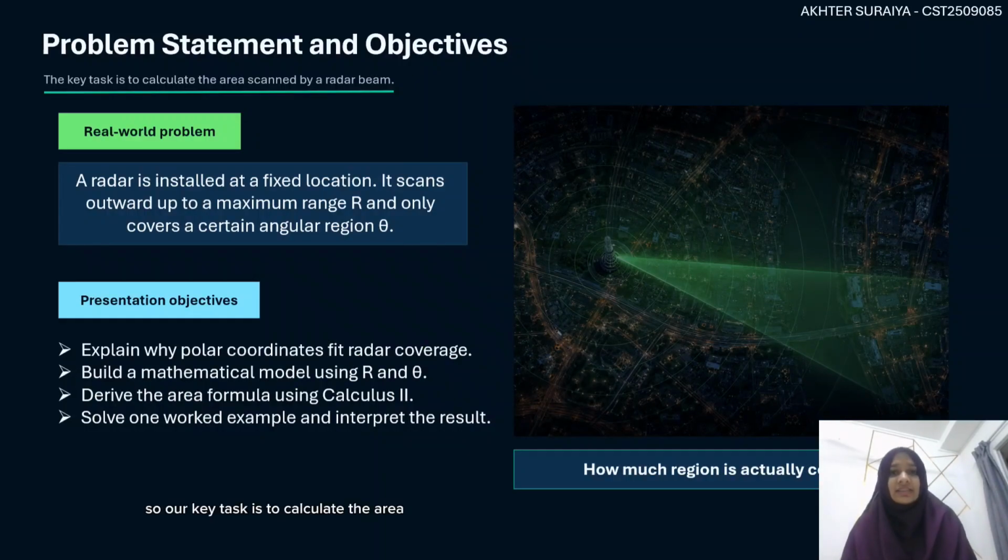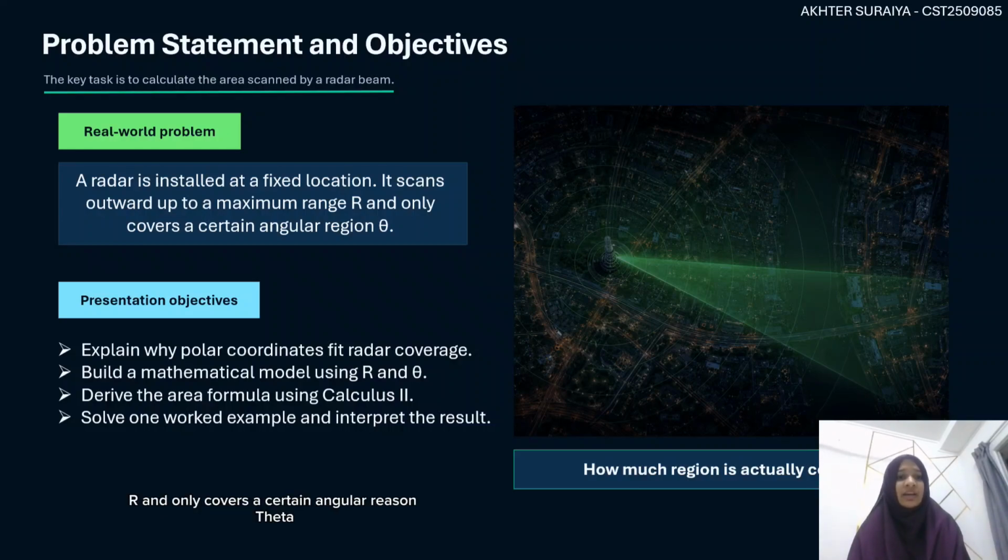So our key task is to calculate the area scanned by a radar beam. A radar is installed at a fixed location. It scans outward up to a maximum range r and only covers a certain angular region theta. Our objectives are to explain why polar coordinates fit radar coverage, build a mathematical model using r and theta, derive the area formula using Calculus 2, solve a worked example and interpret the result.